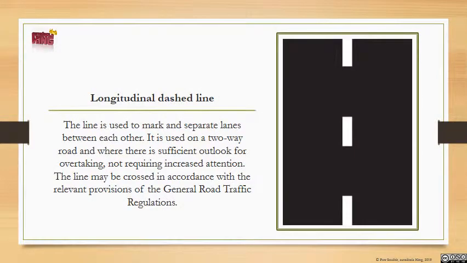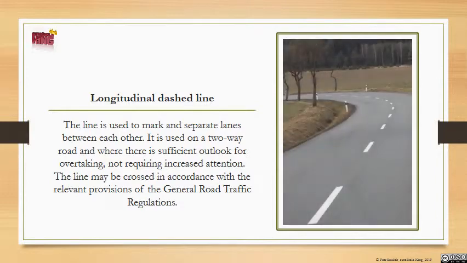A longitudinal dashed line is used to mark separate lanes between each other. It is used on a two-way road and where there is sufficient outlook for overtaking, not requiring increased attention. The line may be crossed in accordance with the relevant provisions of the general road traffic regulations.